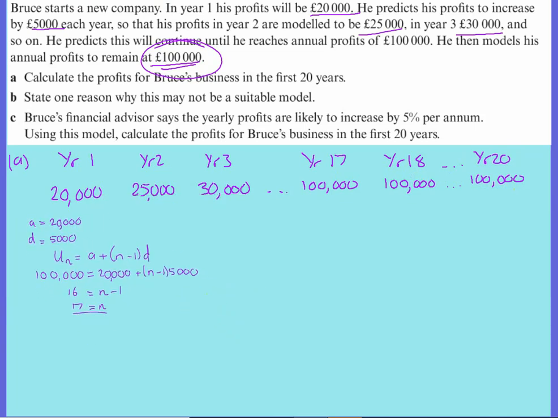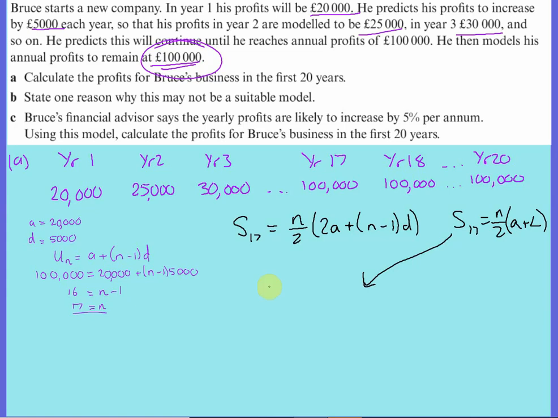Now, for the sum of 17, you've pretty much got two methods here. So you could go for this one, just the standard sum of a sequence. So you're more than welcome to go for that one. Or you could also go for this one, because you do have the first term, 20,000, and you do have the last term in the sequence, 100,000, and this is going to actually speed things up. So let's do that. So the sum of 17 is going to be 17 over 2, times the first one, 20,000, plus the last one, 100,000.